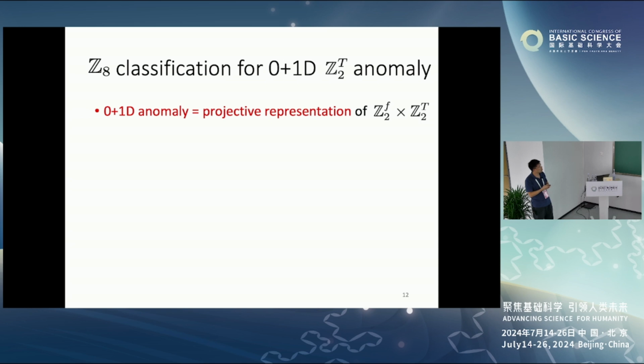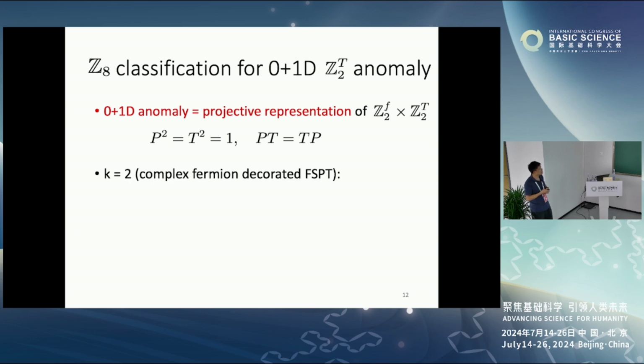So it's a 0+1 dimensional quantum mechanics with the symmetry of Z2F, fermion parity symmetry, and Z2T symmetry. And people know that the 't Hooft anomaly in 0+1D quantum mechanics is actually associated with the projective representation of the symmetry group, at least in the bosonic case. But in the fermionic case, it's similar. For example, P is the generator of Z2F, and T is the generator of Z2T. And P squared and T squared are 1, and P and T commute. So that's the group structure.